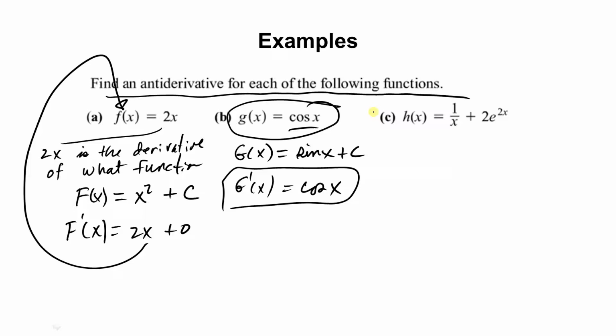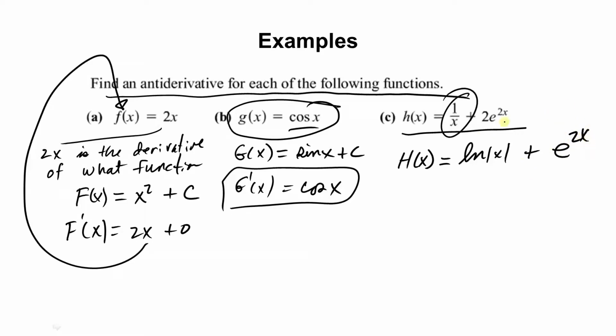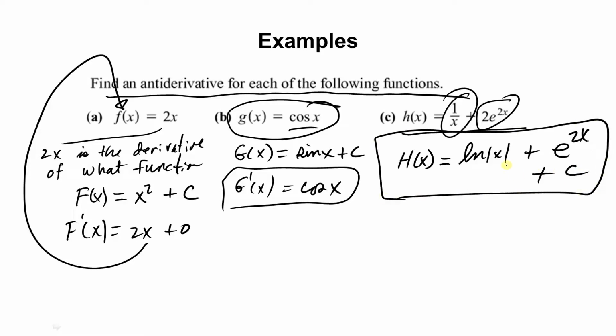Now, let's look at lowercase h of x and figure out what function, uppercase H of x, would have a derivative equal to 1 over x plus 2 e to the 2x. Well, you know that the function ln of the absolute value of x has a derivative 1 over x, so that would take care of that part. And you know that the derivative of e to the 2x is equal to 2e to the 2x. So if we add a constant, we have the most general antiderivative of 1 over x plus 2 e to the 2x.